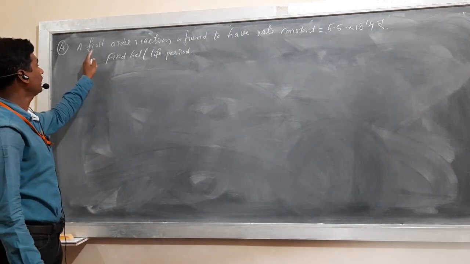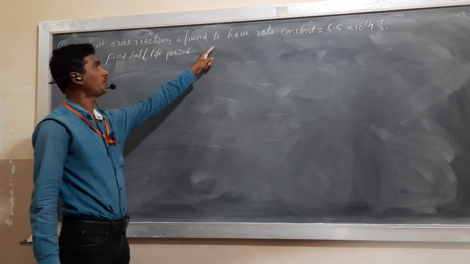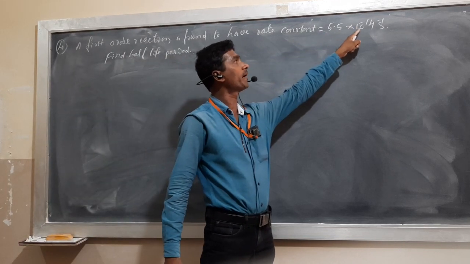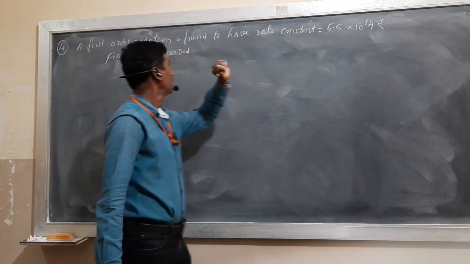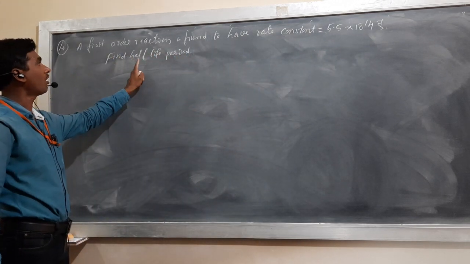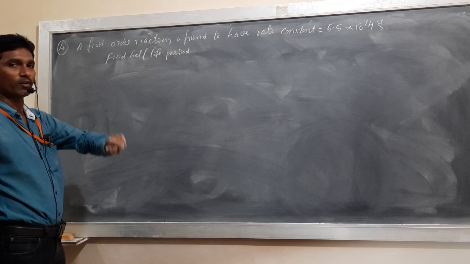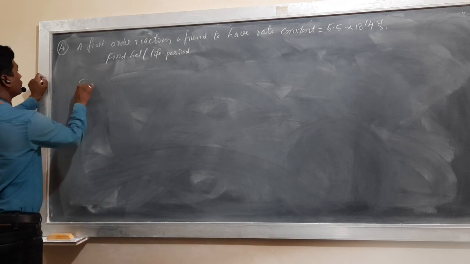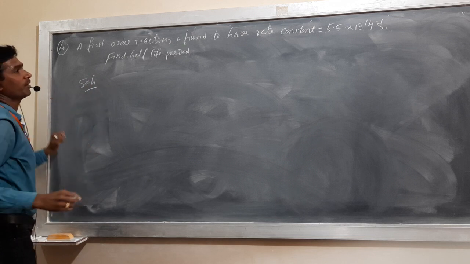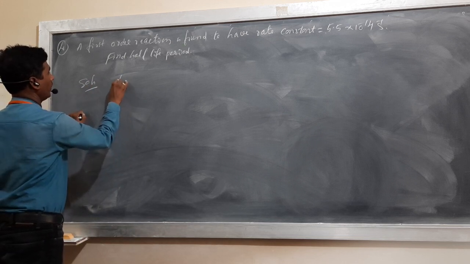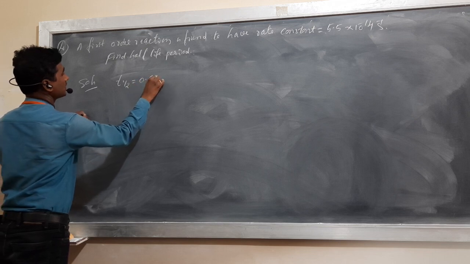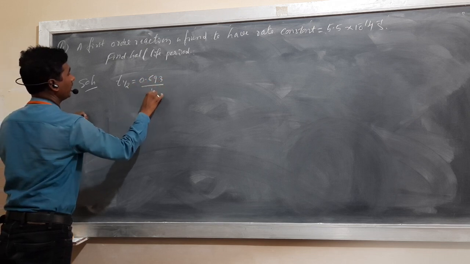Now fourth example. A first order reaction is found to have the rate constant 5.5 into 10 to the power of minus 14 per second. Now find the half-life of the reaction, or half-life period. This is very important for the 2 marks question. Now the solution. What is the half-life period equation? T half is equal to 0.693 divided by K.